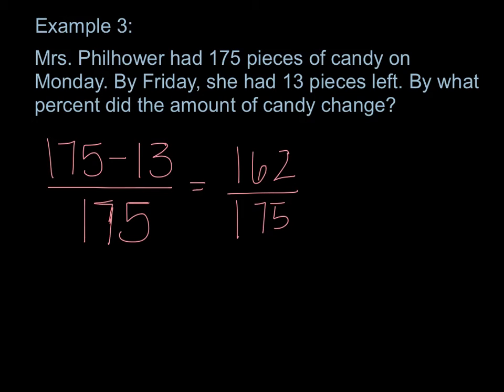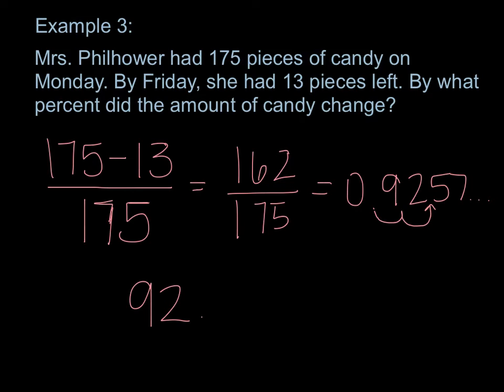Punch that in my calculator. 162 divided by 175 is 0.9257, and it keeps going. So again, I'm going to move this decimal 2 places to the right. So that would make this a 92 point, if we wanted to round it, we could say 0.6, because that 7 is going to make the 5 go up to a 6. 92.6%, would that be an increase or a decrease? That would be a big decrease, going from 175 pieces to 13.